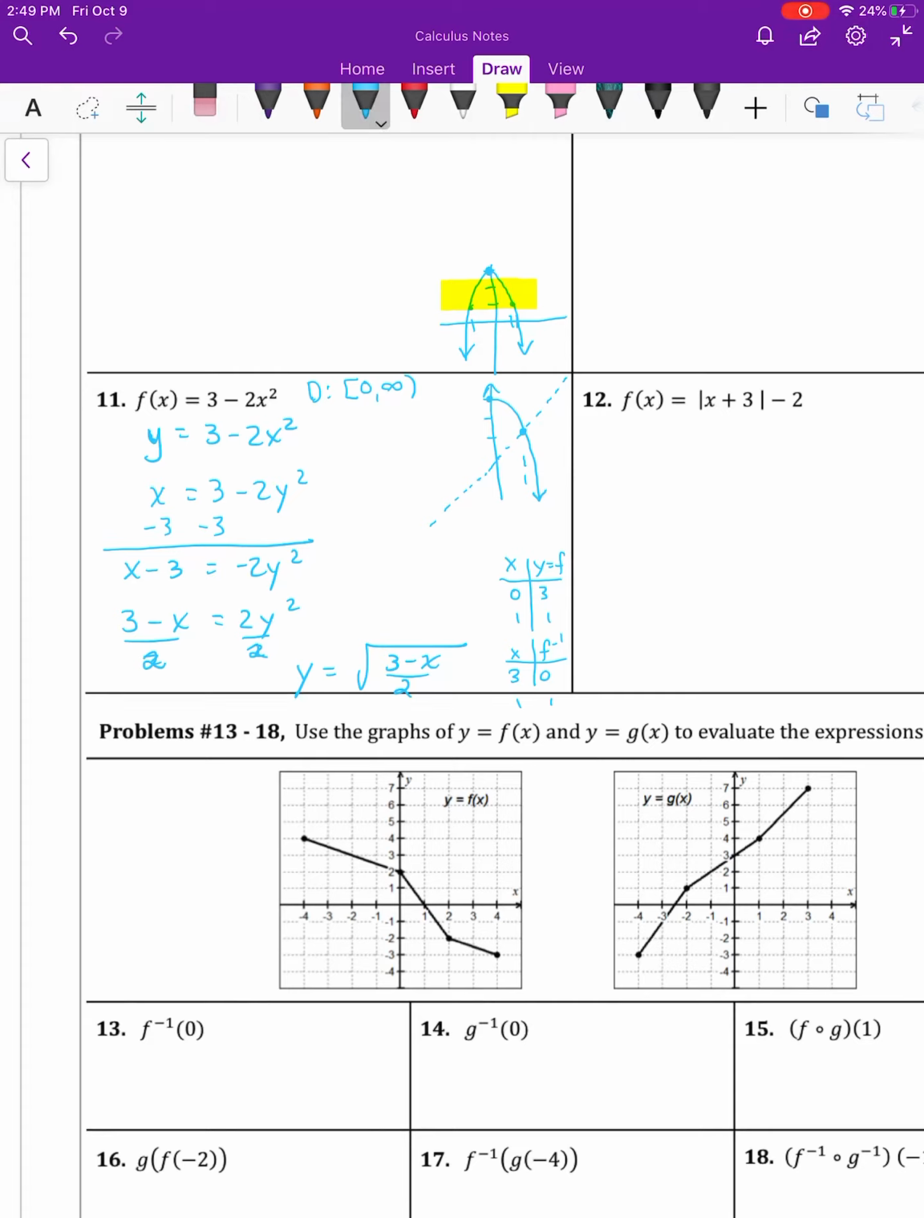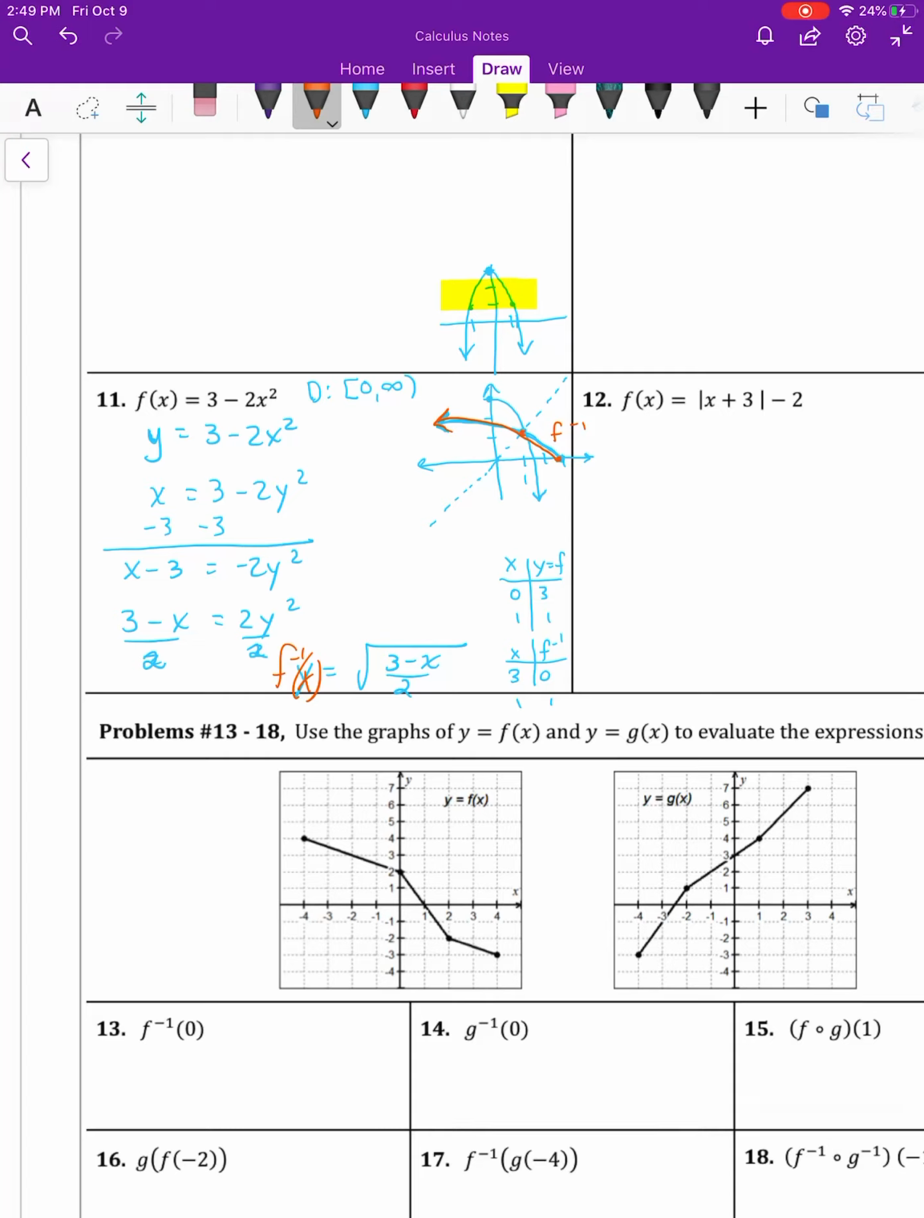I didn't want that whole thing to go away, but okay. And so it's going to look like this. And that will be your f inverse. Probably should have done it in a different color. This is also known as f inverse instead of y, right? So there's your inverse.